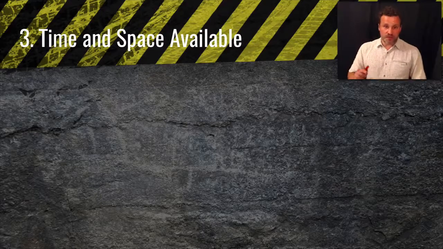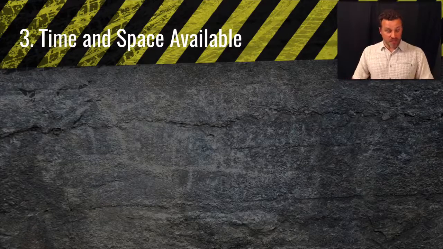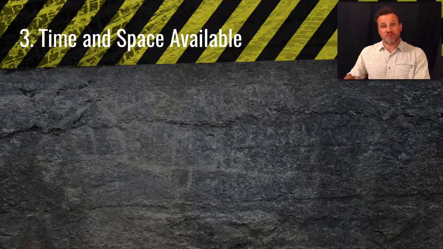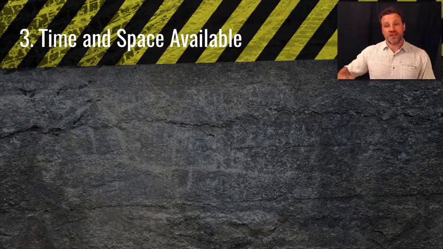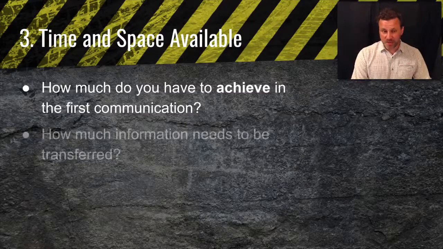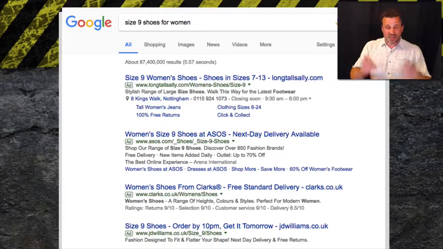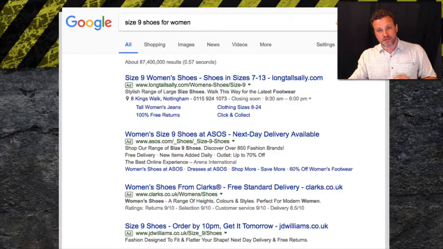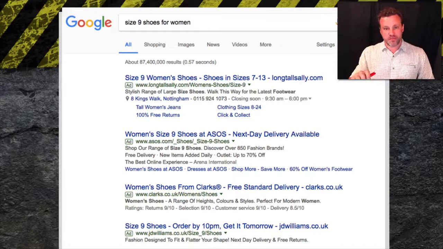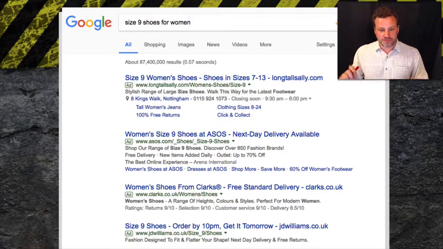The third factor is how much time or space is available in this particular channel that you're using, or how much time and space do you need in order to get that first message across. So how much do you actually have to achieve in the first communication? How much information needs to be transferred? Here's an example. So AdWords ads. You've got one line. These are the new format. One line of headline and 1 to 3 lines of kind of subhead.